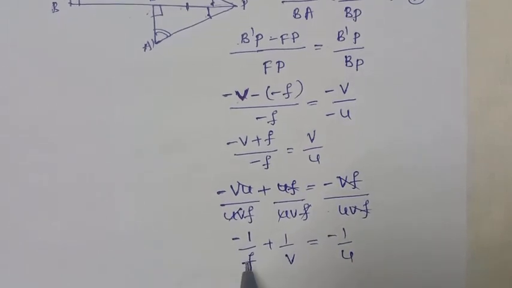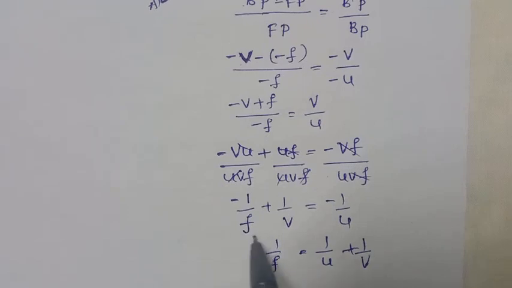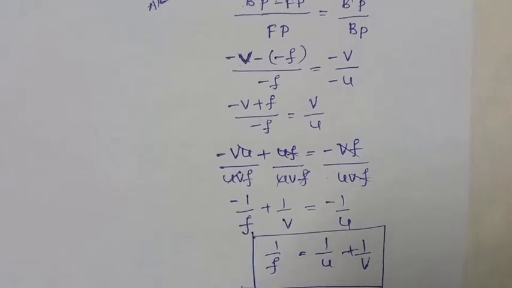So if you have to take 1 by f is equal to, you will take this side, that means 1 by u plus 1 by v. Okay, this is the mirror equation.